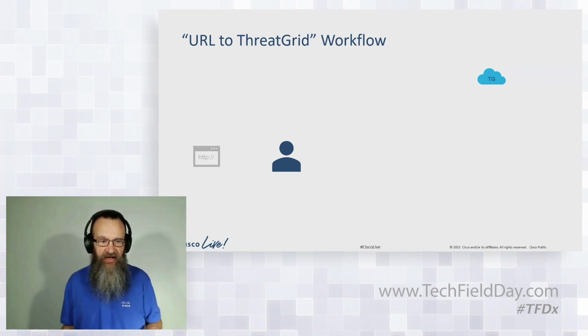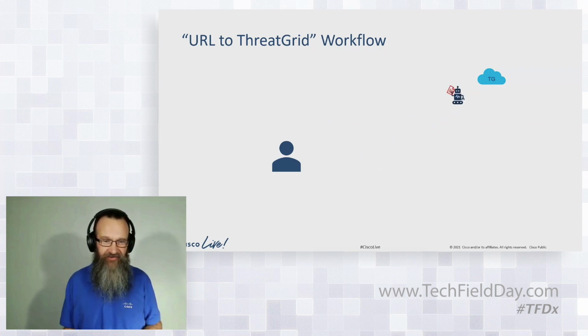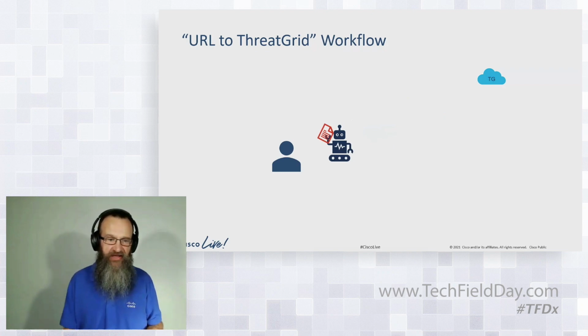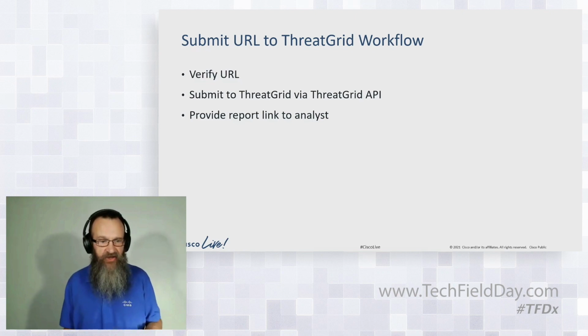It's fairly straightforward. So your user comes across a malicious URL or suspicious looking URL for whatever reason. The automation then grabs that URL, runs off to ThreatGrid. ThreatGrid does the analysis. The automation comes back with the report. That's what it does. It verifies that what it got handed is in fact a URL. If so, it submits it to ThreatGrid via the ThreatGrid API, and then it provides the report link to the analyst.